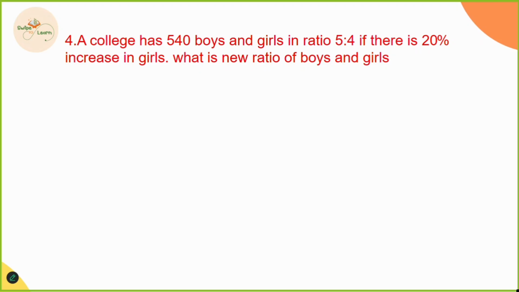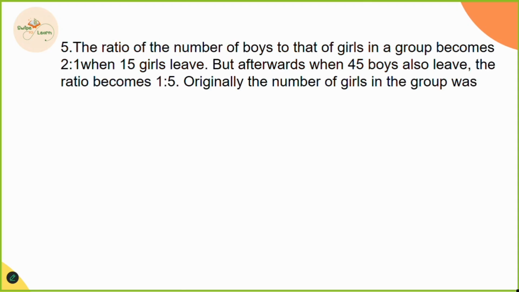Moving on to the next question. This question you guys do. The ratio of the number of boys to the girls in a group becomes 2:1 when 15 girls leave. Okay, this is saying that this is not an initial ratio. It is a ratio when 15 girls leave. But afterwards, when 45 boys also leave, the ratio becomes 1:5. An interesting question. They didn't give the initial ratio of girls and boys.